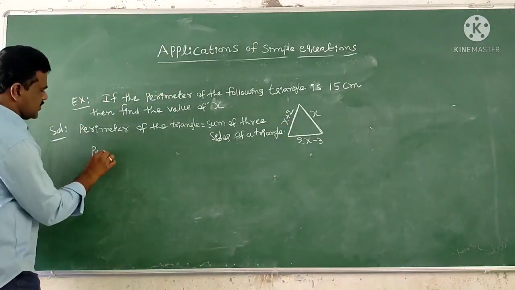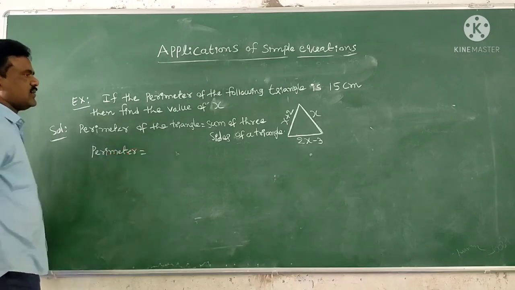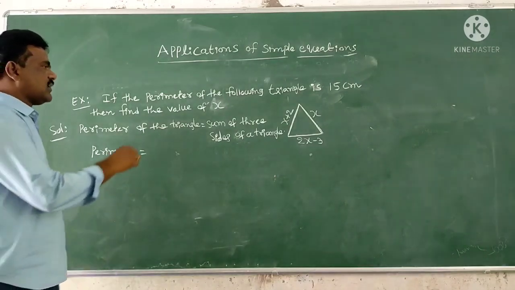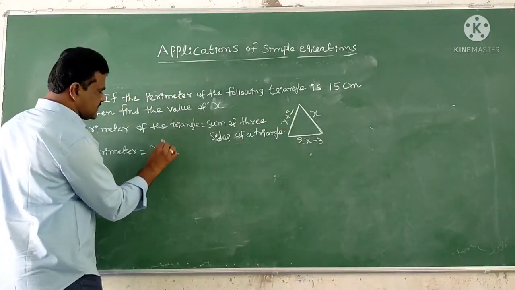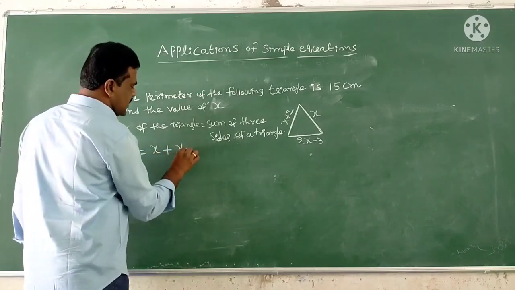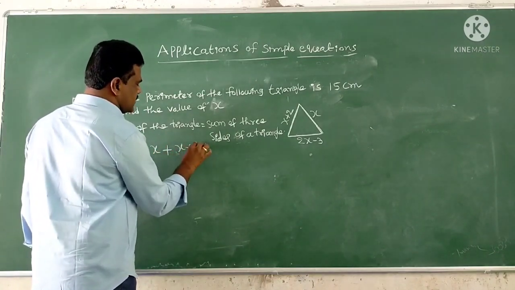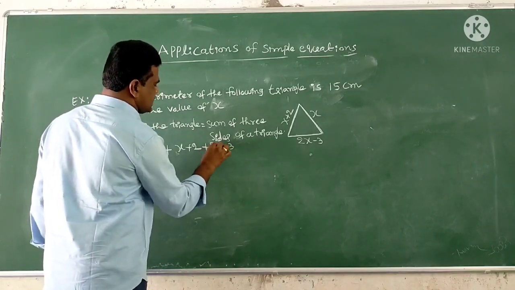Here, the perimeter of a triangle is equal to the sum of the three sides of the given triangle. First side is x, the second side is x plus 2, the third side is 2x minus 3.